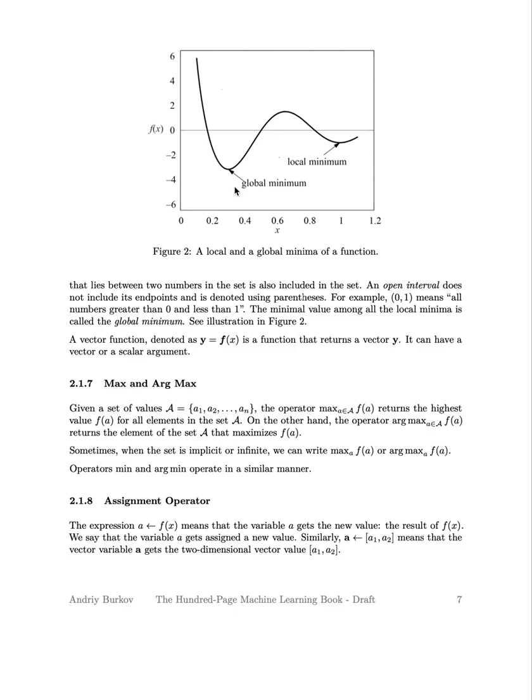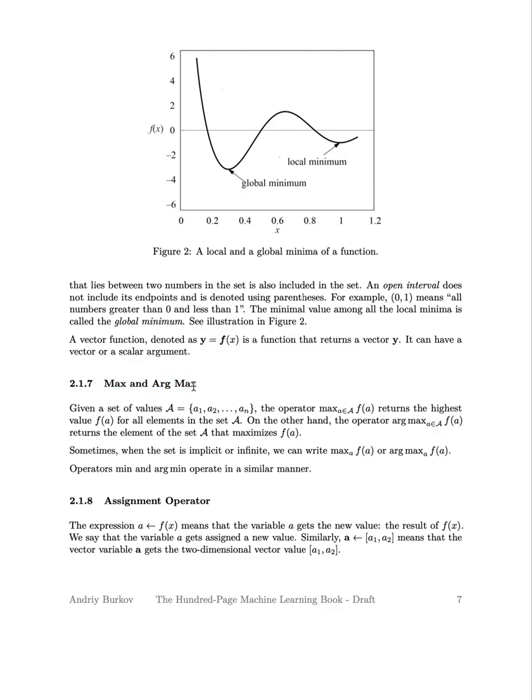A global minimum is simply the minimum value amongst all the local minimums. So at x equals 0.3, we also have a local minimum, and at x equals 1 we also have a local minimum. But at x equals 0.3, our f of x is really low. It's like at -3, which is the lowest local minimum. Our other local minimum is at -1. So -3 is smaller than -1. So this becomes the global minimum. It is the smallest local minimum in the whole function of x.